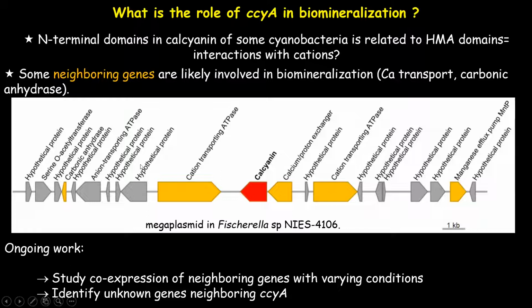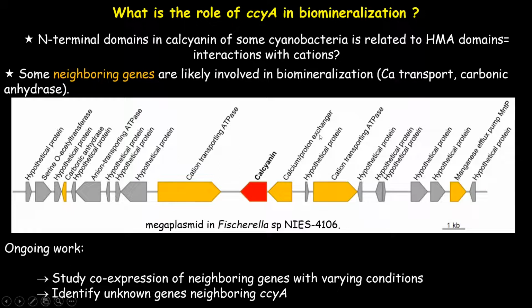The other interesting thing is that we can look at the genome, or rather how the genes are assembled within the genome. And here, for example, you have one sequence of a genome of this cyanobacterium, which carries calcyanine, and the gene is here. And when you look at the genes that are close by, upstream or downstream, it's interesting to see that the one that is right next to it is a calcium proton exchanger.